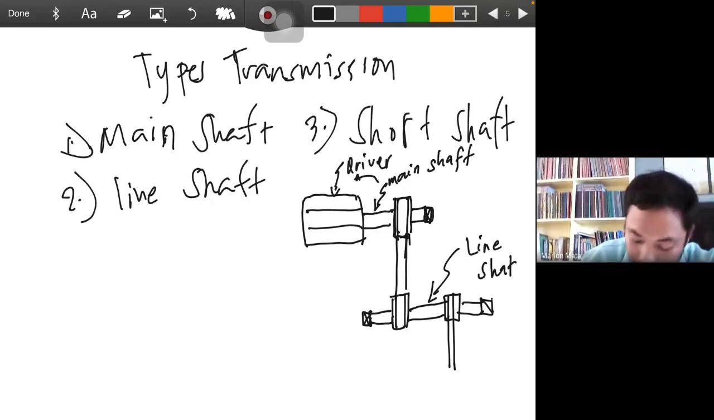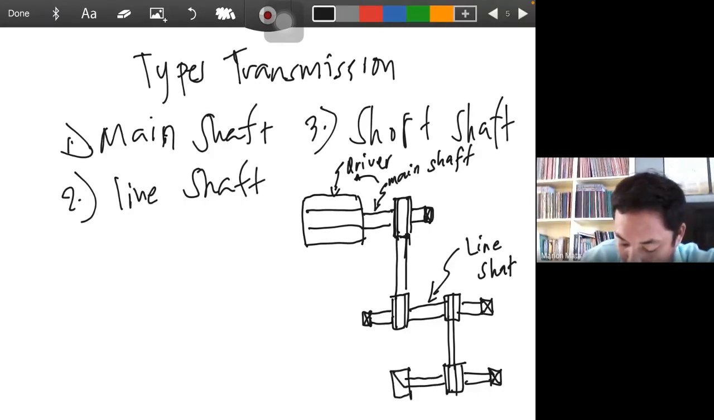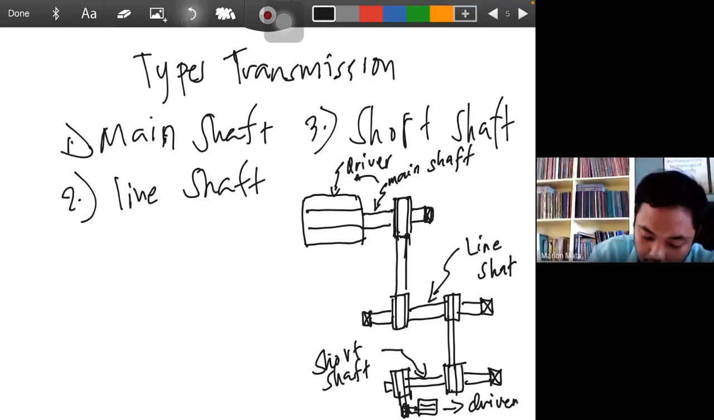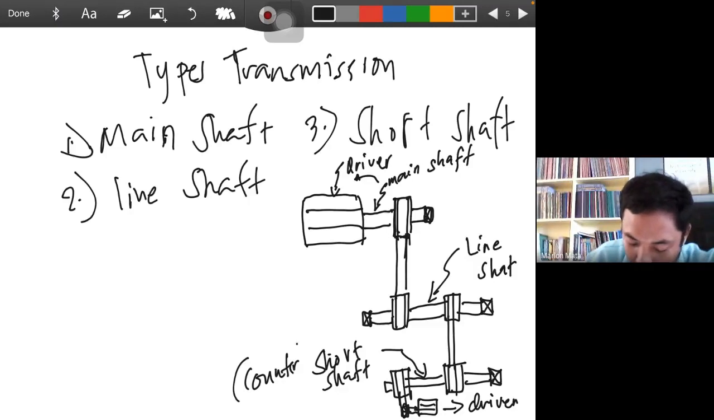Okay? And this line shaft is also driving another pulley, and this is the driven. So therefore, this shaft here is known as a short shaft, or sometimes known as a counter shaft. Okay, so those are the different types of transmission shafts.